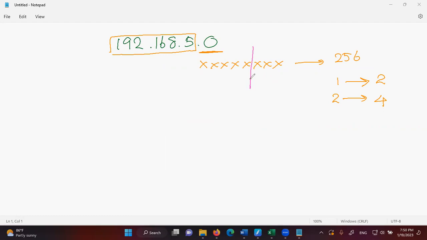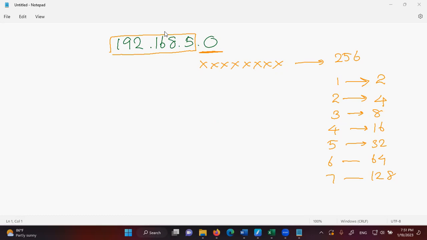Now we have 3 digits, right? 8 numbers. Yes, very good. 8 numbers. Using 3 bits we can write 8 numbers. Using 4, 16, 5, 32, 6, 64, 7, 128. So using 7 bits we can generate 128 numbers.